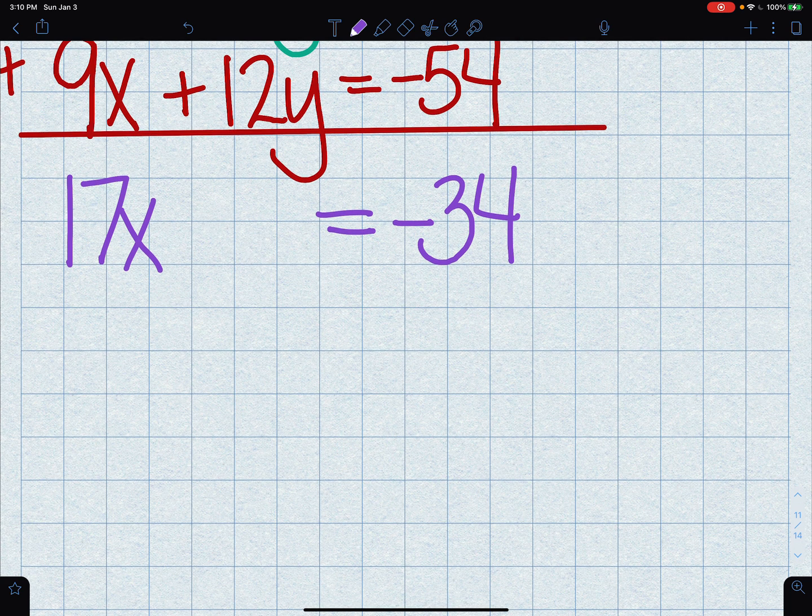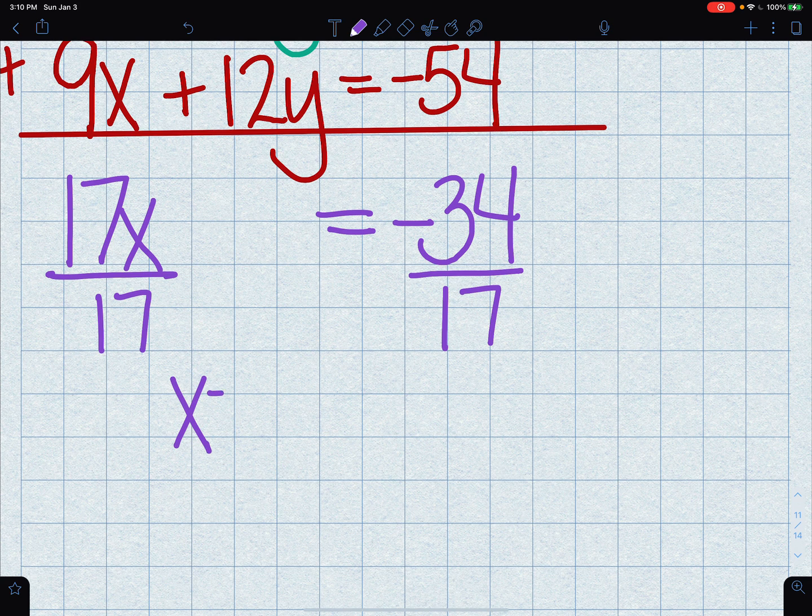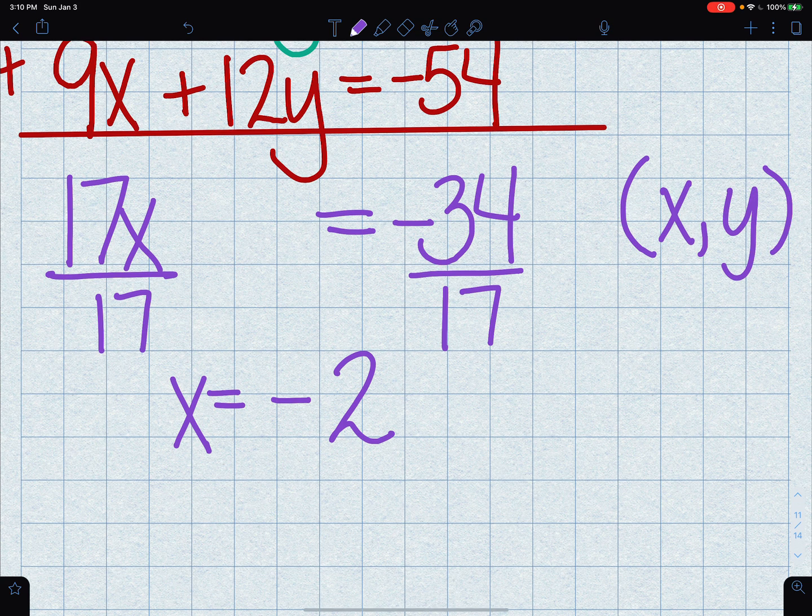34. And if we divide by 17, we get x is equal to negative 2. All right, so when I look at my ordered pair, which is x and y, I've got negative 2 in, and I still need to find a y.